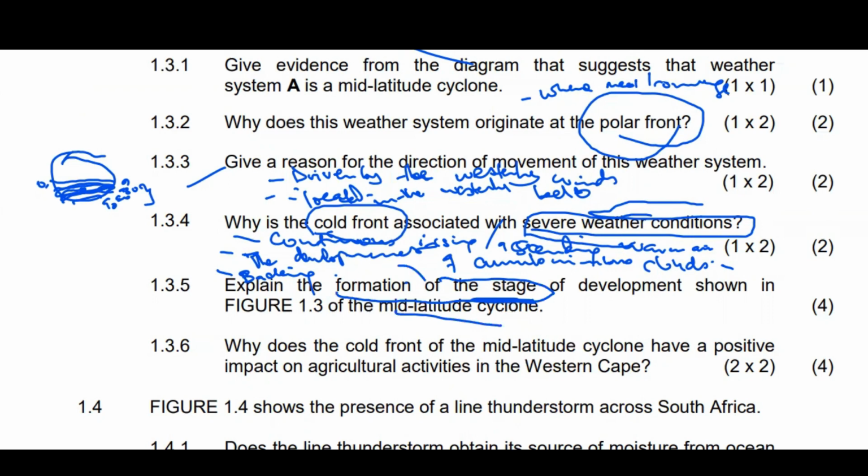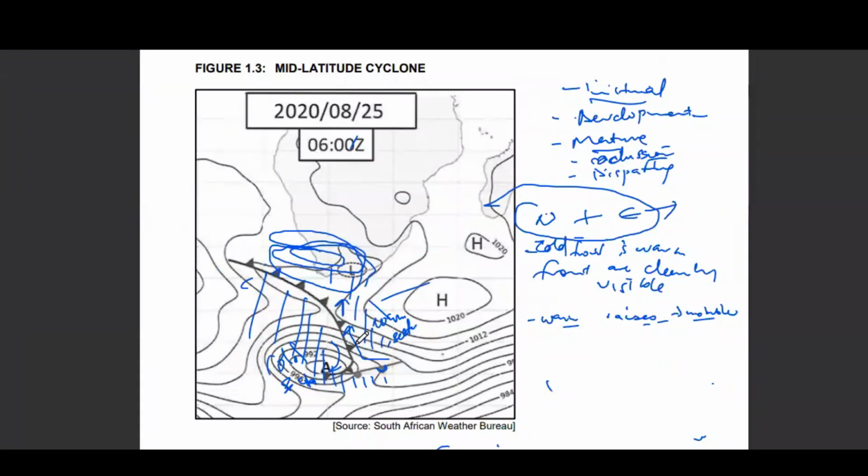But now when you look at the diagram, do you think that this one is an initial stage, a development stage, a mature stage, occlusion stage, or dissipating stage? Let us try to remember some of the characteristics that are there. Initial stage, the pressure is still high. Is this above 1,000 hectopascal? Is this high above 1,000 hectopascal? No. So that means initial stage is out.